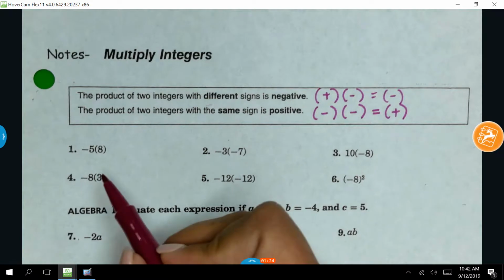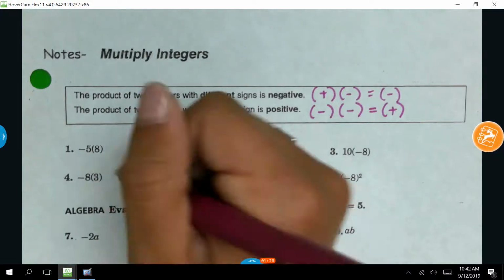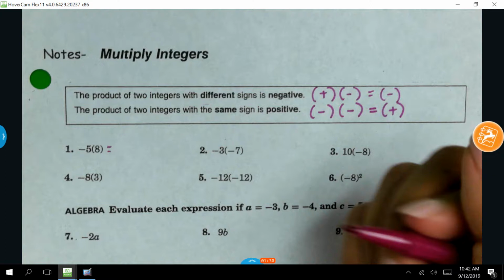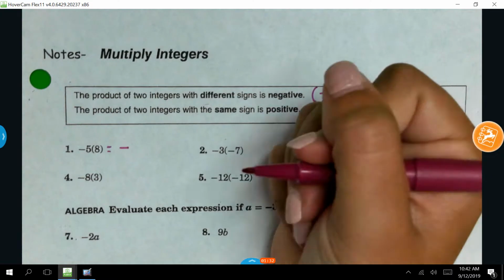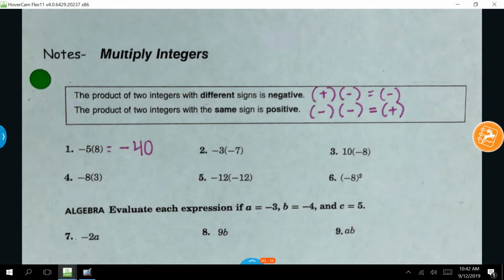So, number one, I have negative 5 times 8. So I've got a negative and a positive, so my answer has to be what? Negative. And then 5 times 8 is 40. So your answer is just negative 40. Yeah, pretty easy.